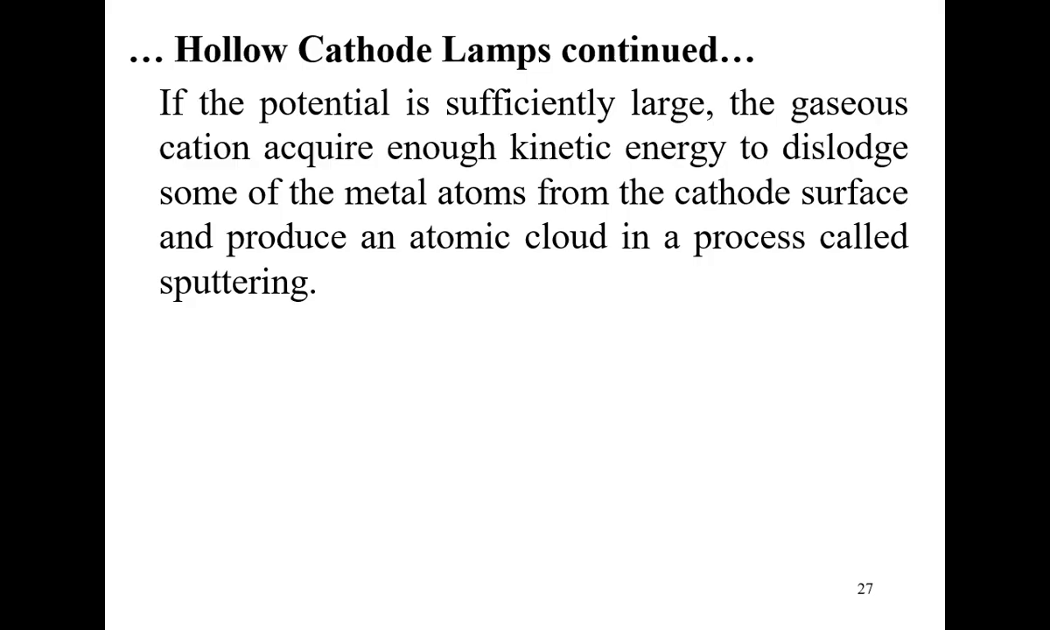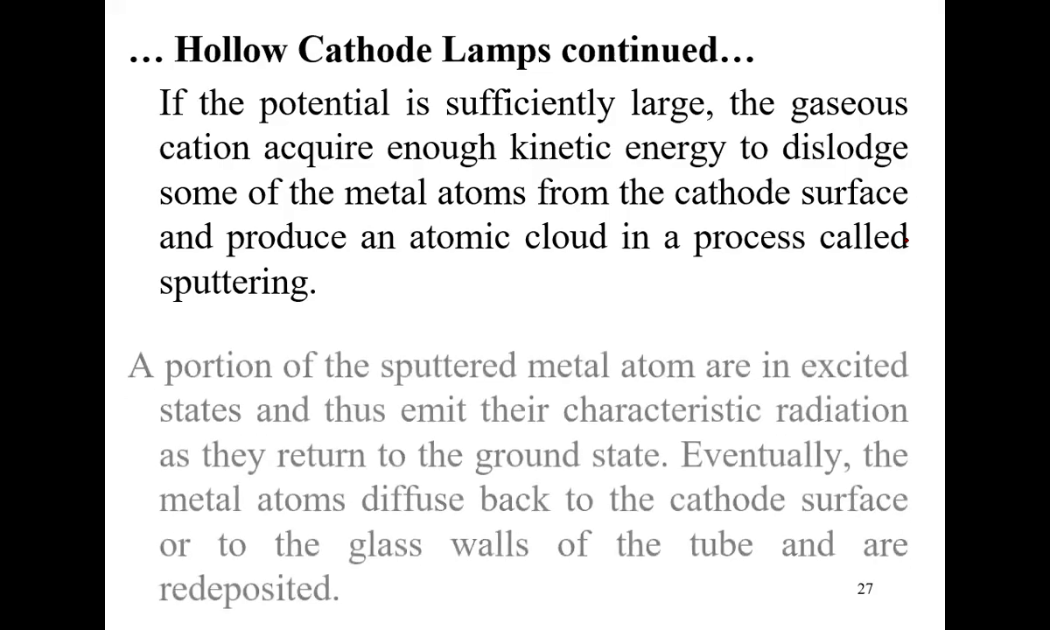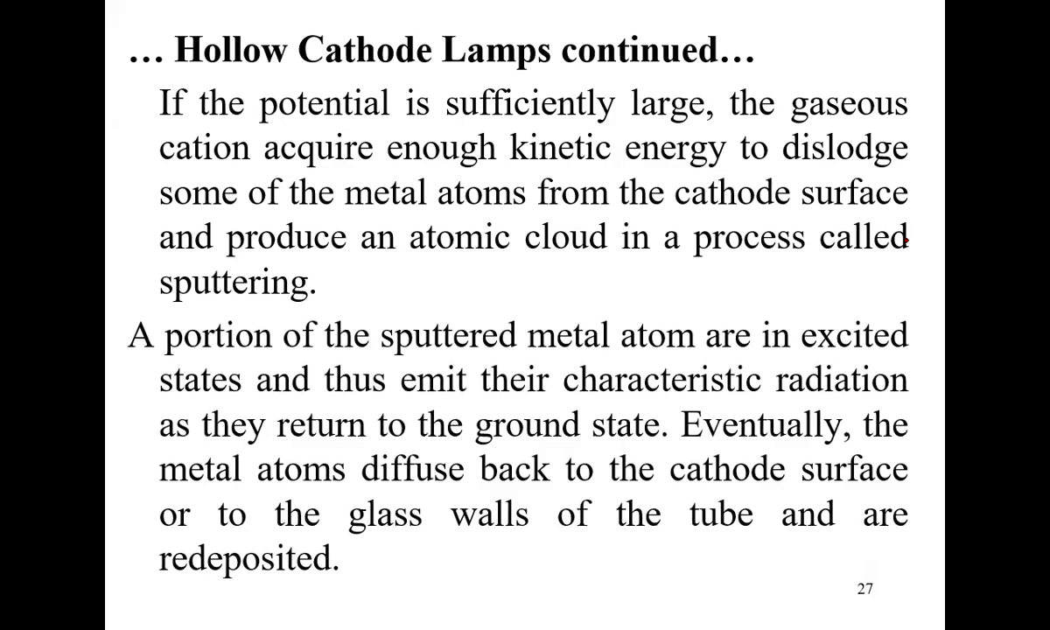Where will those metal atoms go? Remember, it is cathode and anode, right? They would go to the anode. And so some of the metal atoms from the cathode surface produce an atomic cloud. That's what we call sputtering. And a portion of the sputtered metal atoms are then in excited states, and therefore, they will emit their characteristic radiation.